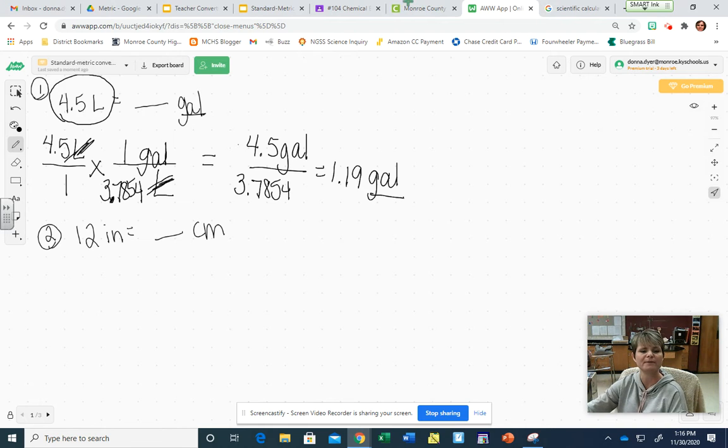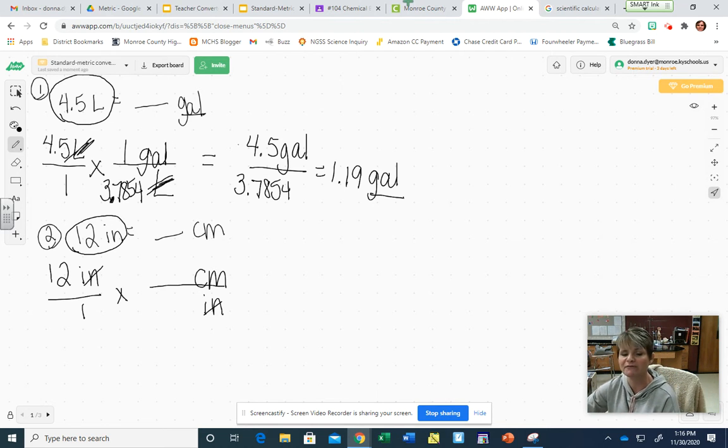Okay, let's try another one. 12 inches is equal to how many centimeters? So again, we're going to take what we were given and put it over 1. 12 inches over 1. Next, we're going to set up our next ratio. We need our inches to cancel out because we want centimeters instead. So inches will go on the bottom so that it will cancel out. What we're solving for, which is centimeters, will go on the top. So now inches will cancel out.